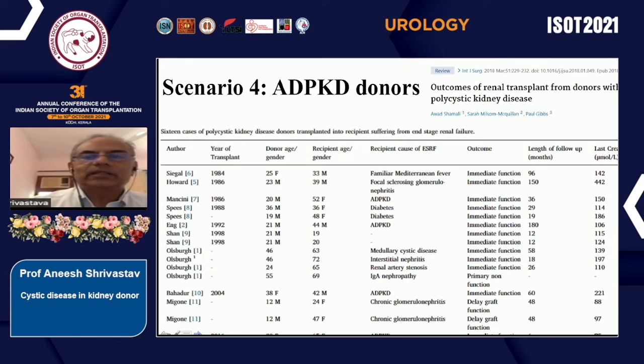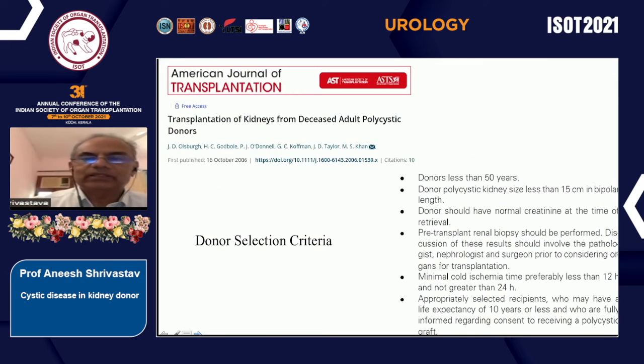In this scenario, if a deceased donor known with ADPKD comes to you, and the age of the recipient is also advanced and creatinine is normal, as shown here in these criteria, and the donor is less than 50 years, you can use it.